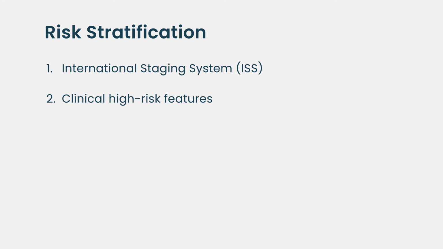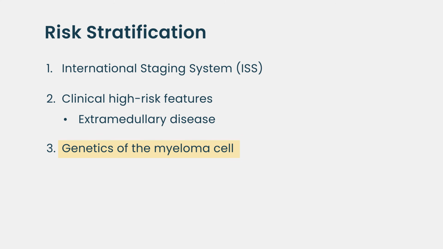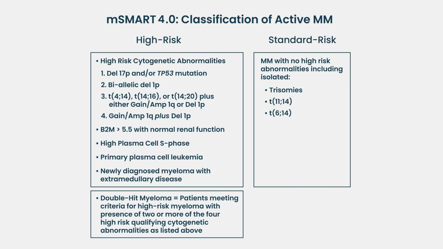How does mSMART stratify for risk? We do this in a number of ways. The actual international stage is important. The presence of features such as extramedullary disease, multiple myeloma that is outside of the bone marrow. But most importantly, we look at the genetics of the myeloma cell. And when I say genetics, I don't mean that this is inherited. I mean that the cancerous cell acquires mutations that predict its biologic behavior.